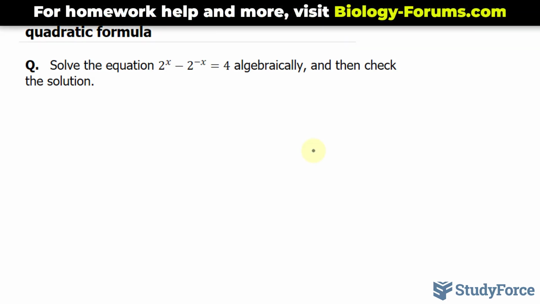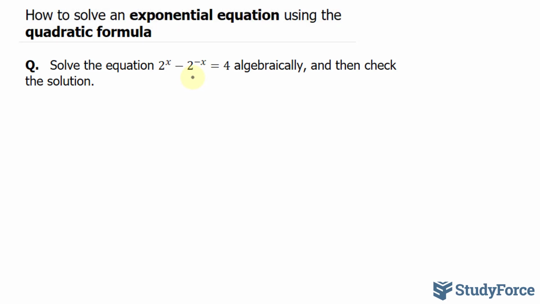The first thing that I'll do is rewrite the second term so that it's a power to a power. Let me demonstrate. We start with 2 to the power of x, that's left alone, and then this term becomes minus 2 to the power of x raised to the power of negative 1 is equal to 4.